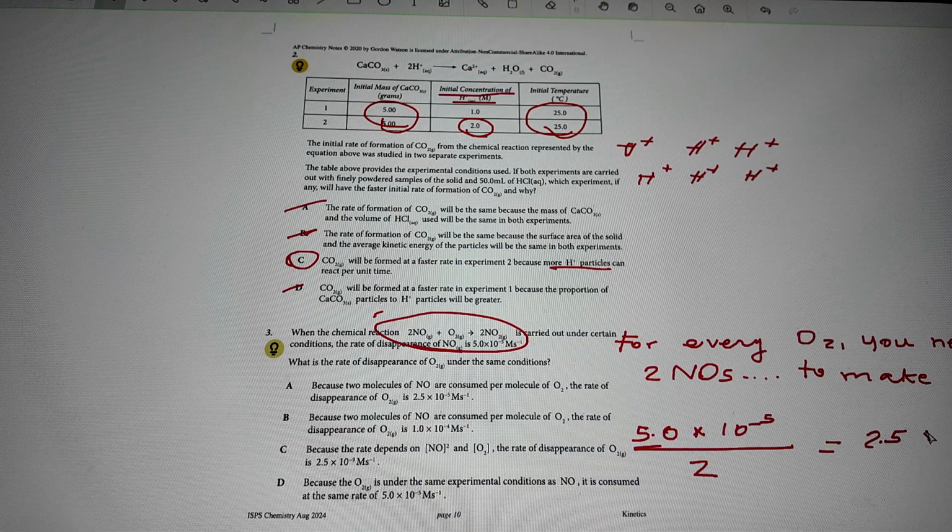So that would be the answer with 2.5. And now we could just fish for that answer. 2.5 times 10 to the negative fifth. So that's the rate. Does that make sense? And then if we fish through the answers, don't fall for this one, right? It could only be A. Okay, moving on.